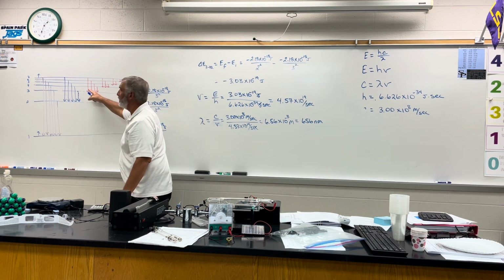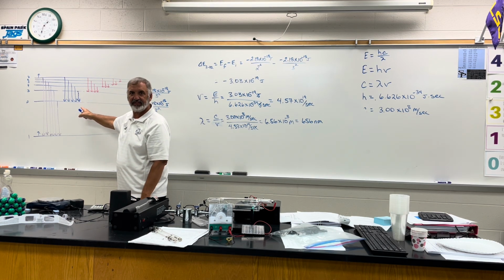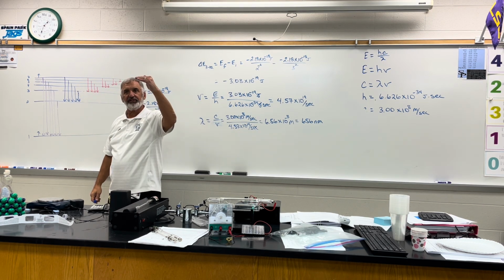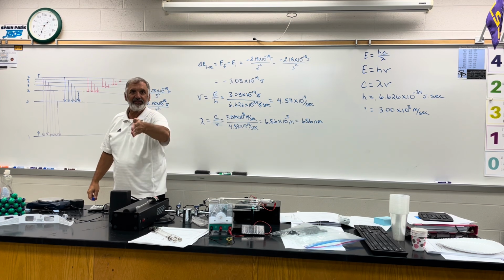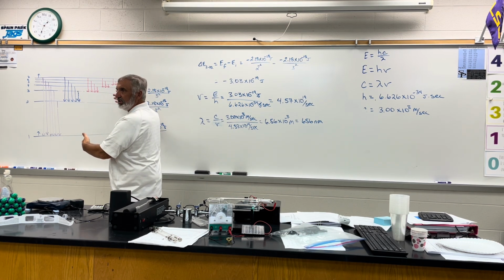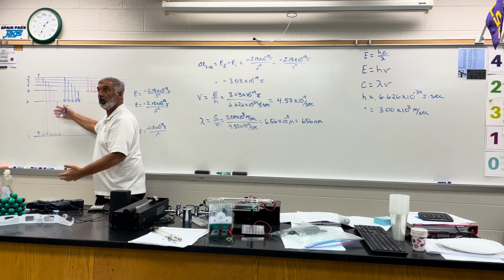Whenever it goes from 4 to 2, it's giving off the teal line. Whenever it's going 5 to 2, the violet line, 6 to 2, the other violet line, 7 to 2, just barely into ultraviolet. It never gives off any other colors in the visible light spectrum. It gives off all these in the infrared, it gives these off in the ultraviolet, but only these.